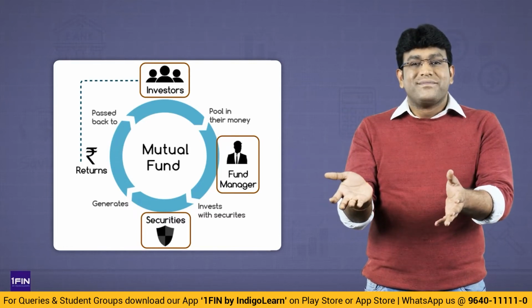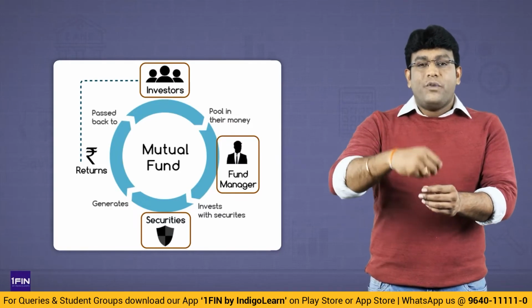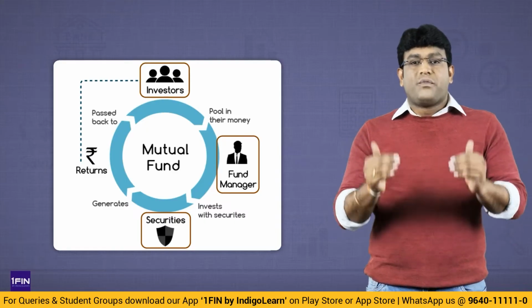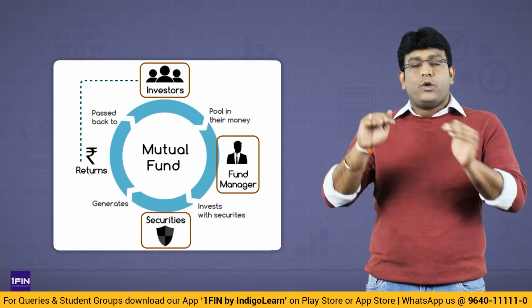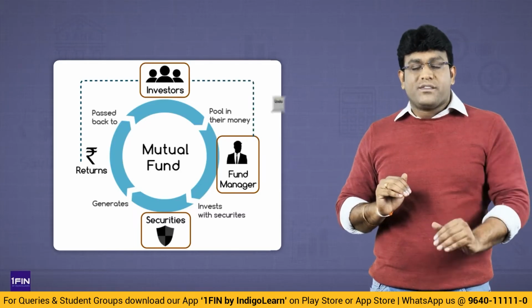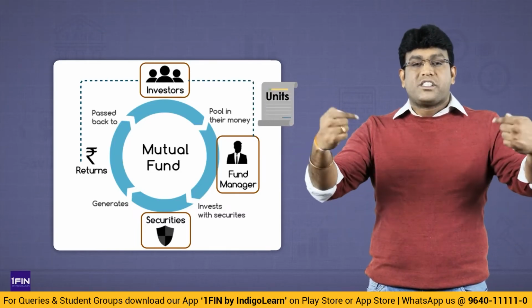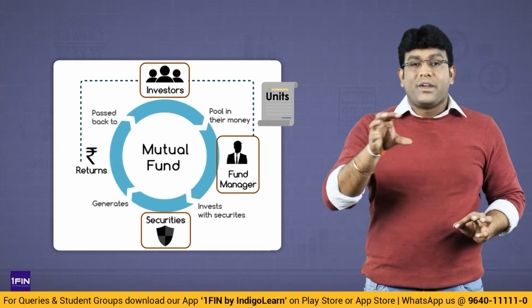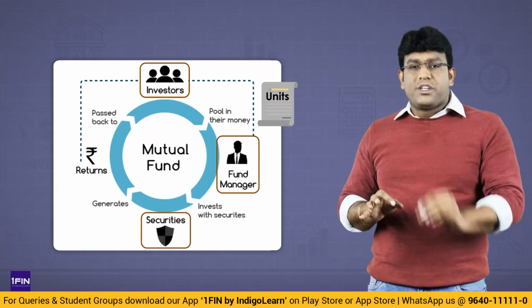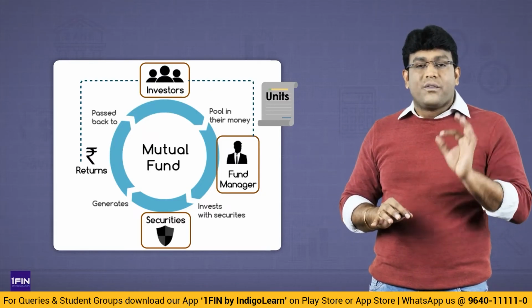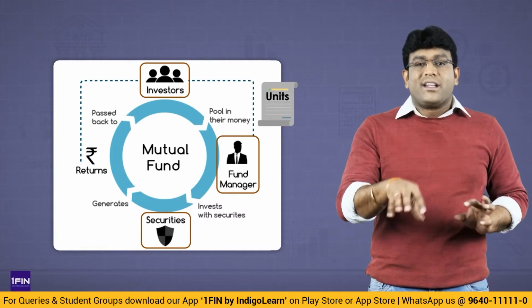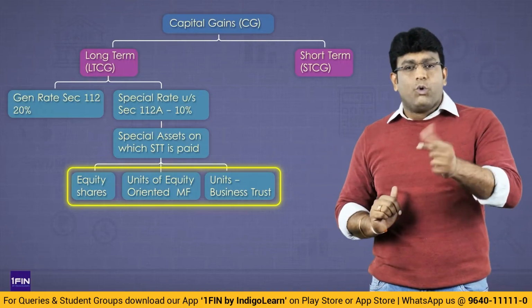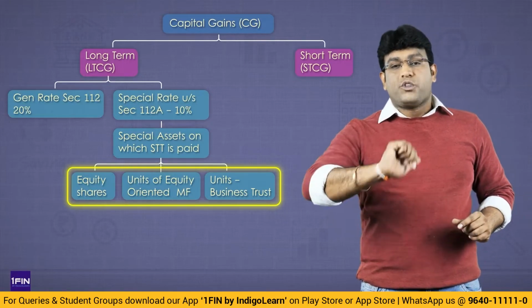Correct, guys? Now this mutual fund, whenever they take money from the public, they don't give shares to the public, because mutual fund is not doing business with that money. They are doing investment activity. So mutual fund gives units to the public who are investing money in mutual fund. That is why we say units of mutual fund. In case of equity, we use the word shares, but in mutual fund, we don't use the word share, we use the word units of mutual fund. But here the language used is long-term capital gain on sale of equity shares or units of equity-oriented mutual fund.